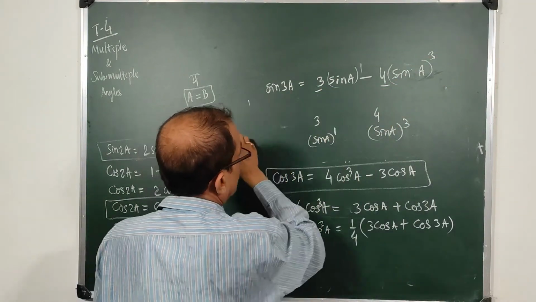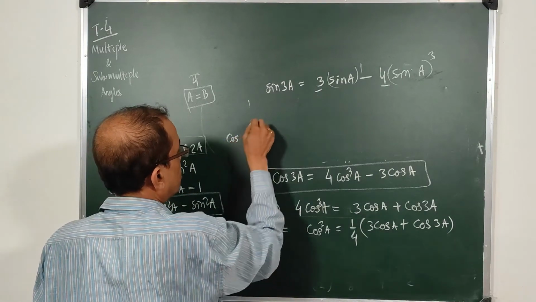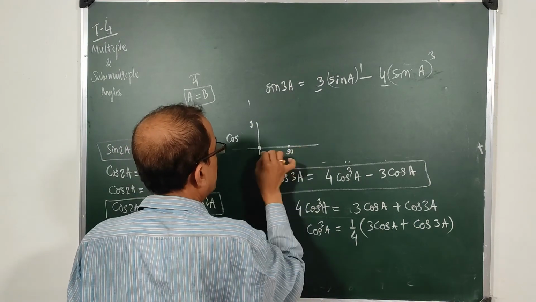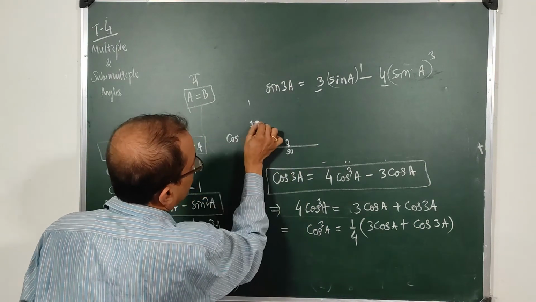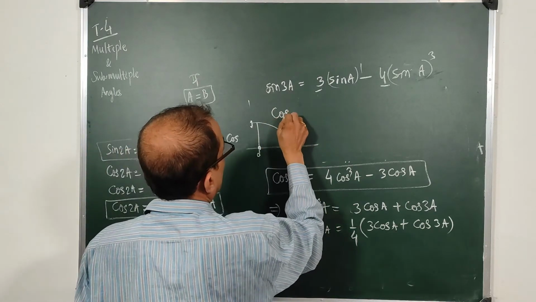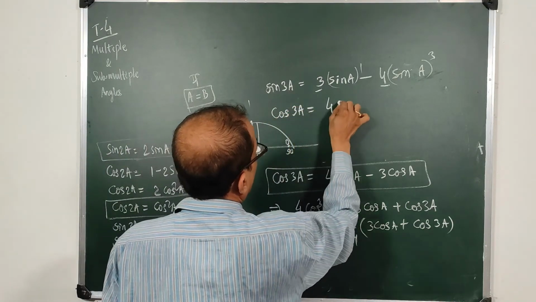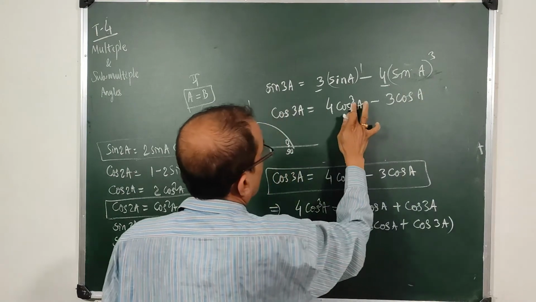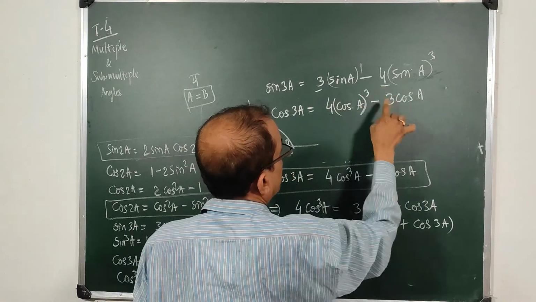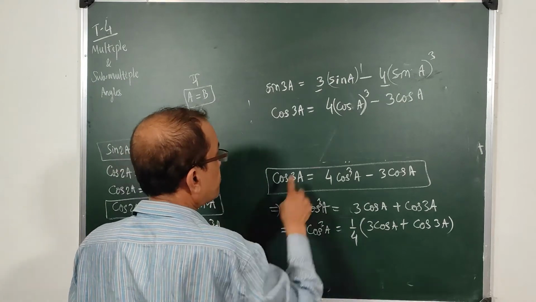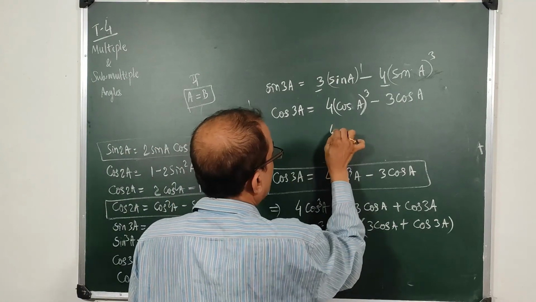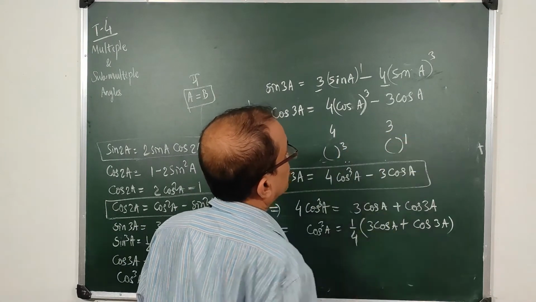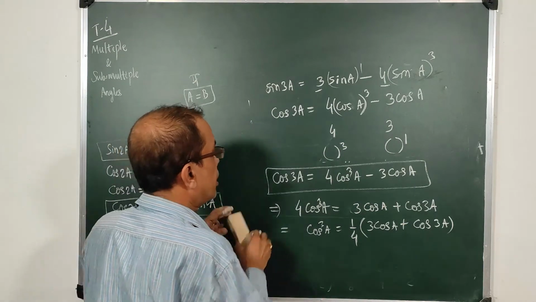And what with the cos value? In case of cos, at 0 degree it is 1, at 90 it is 0. So value of cos decreases. So it is also found in this formula. Here it is 4 cos cube a minus 3 cos a. If we put into the form of power, 4 cos a whole cube minus 3 cos a. So what you see here is the values are in descending order, 4 then 3, and power whole cube and power to the 1.